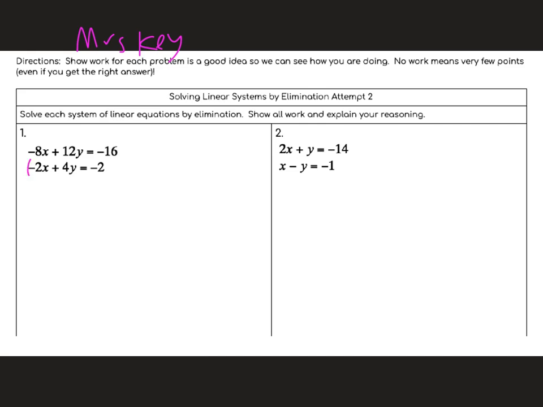It doesn't really matter. I'm going to choose to get rid of the y's. There's no particular reason, but that's what I'm going to do. So I chose to multiply the bottom equation by -3. So the top equation, I will rewrite. Feel free to write it correctly. I almost forgot a 1 there.